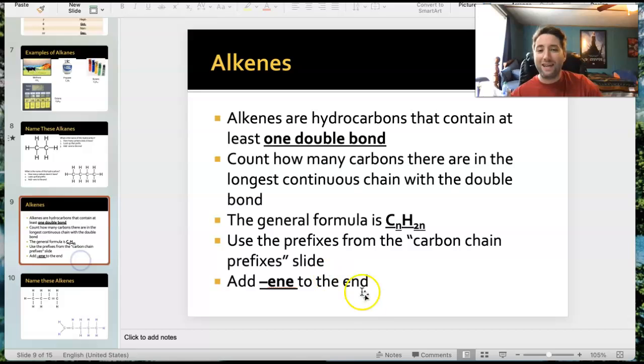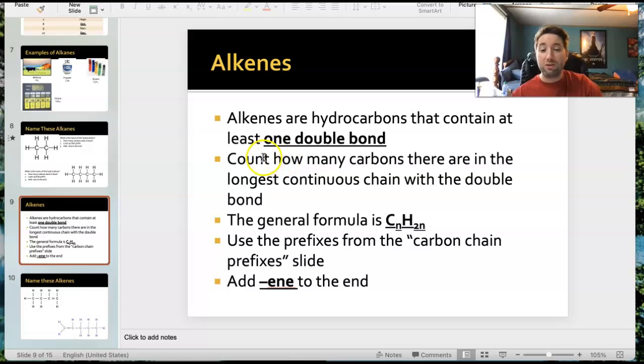All right, let's talk about alkenes. Alkenes with an E here, so notice there's a slight difference. They're hydrocarbons, meaning they only have hydrogen and carbon, and they contain at least one double bond. And a double bond is going to be 2 carbon atoms sharing 4 electrons.